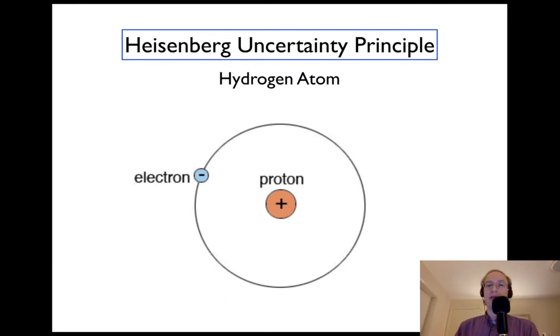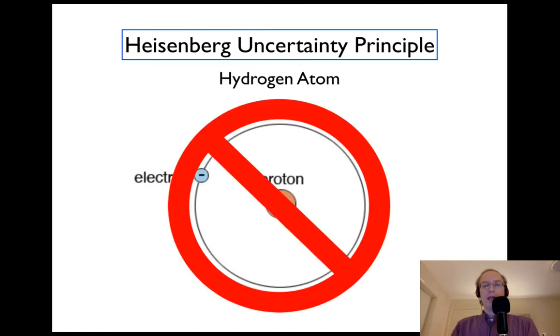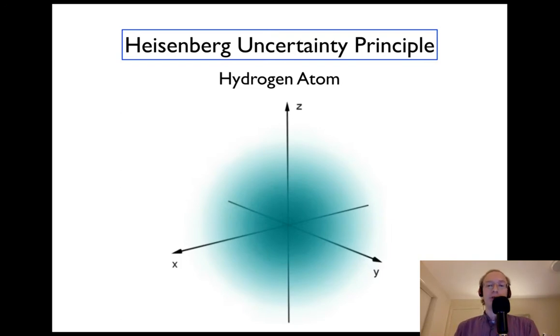And so to illustrate this, let's consider the simplest atom, a hydrogen atom. So here's an artist's very crude depiction. A hydrogen atom is the simplest possible atom. The nucleus is just a single proton, and there's a single electron orbiting around it. And this is the picture that you might have, but in quantum mechanics, this is actually not correct. In quantum mechanics, instead, this is what a hydrogen atom looks like.